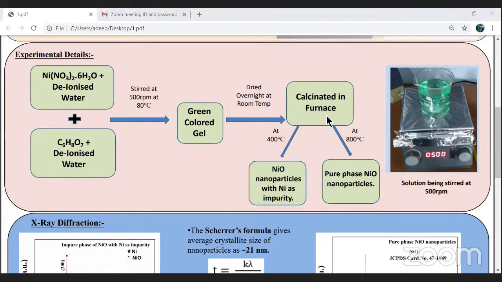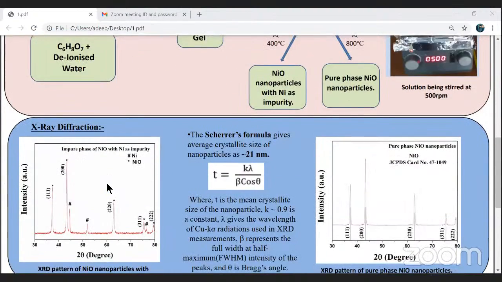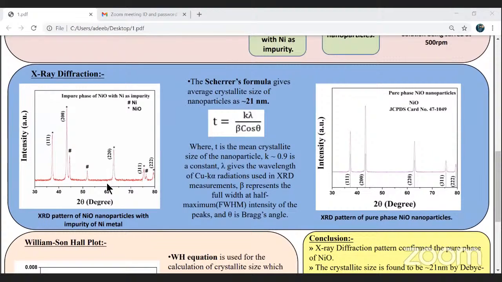We did not calcinate the whole sample at a given temperature. What we did was we divided the sample into two parts and then calcinated one part at 400 degrees Celsius and another part at 800 degrees Celsius. Now for the structure and morphological property of the sample we got, we performed X-ray diffraction analysis. This figure shows the XRD result for the sample at 400 degrees Celsius.